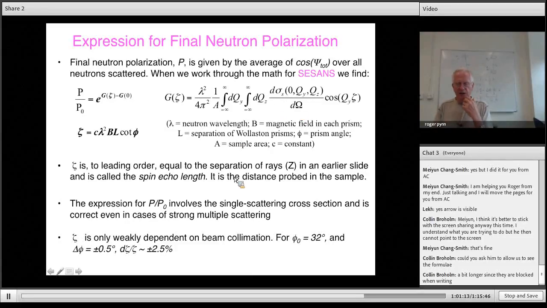It turns out that this spin echo length is only very weakly dependent on the beam collimation, as I indicated to you earlier. And in fact, if you want an expression for the change in spin echo length as a function of this, this is the tilt angle here of the boundary to the field. This is the expression for it.